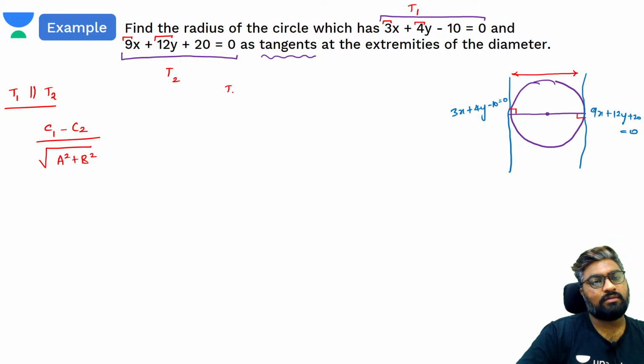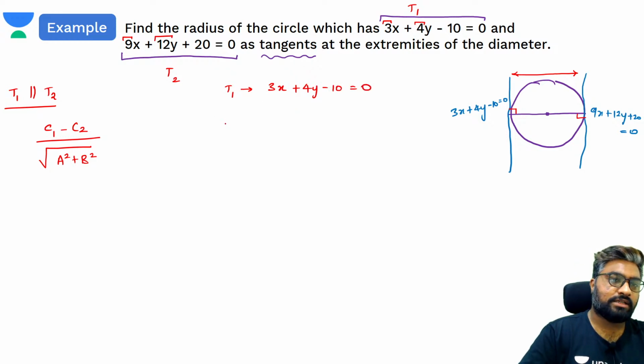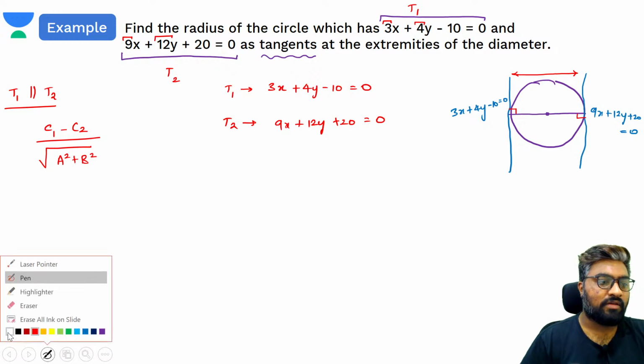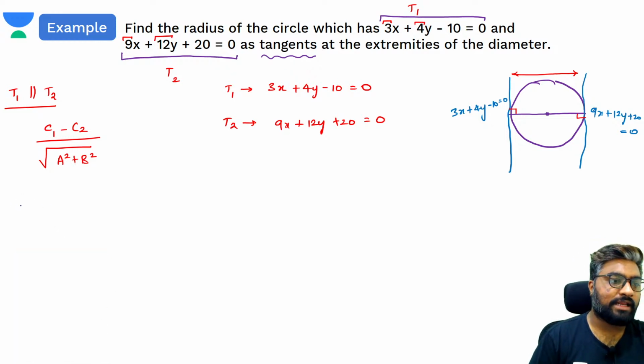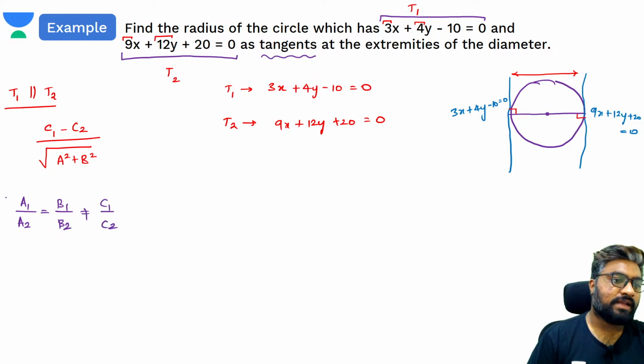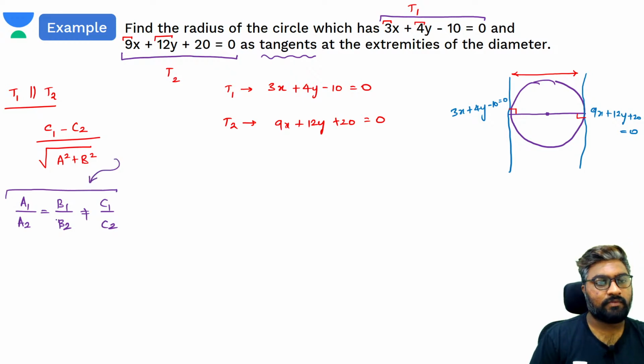So tangent 1 can be written as 3x plus 4y minus 10 equal to 0. Tangent 2 is written as 9x plus 12y plus 20 equal to 0. We know that for any two parallel lines, A1 by A2 should be equal to B1 by B2, which should not be equal to C1 by C2, correct? This we learnt, the condition for parallel lines. So we have to ensure that this and this is equal.